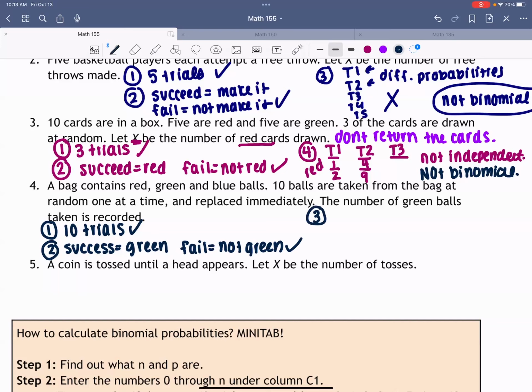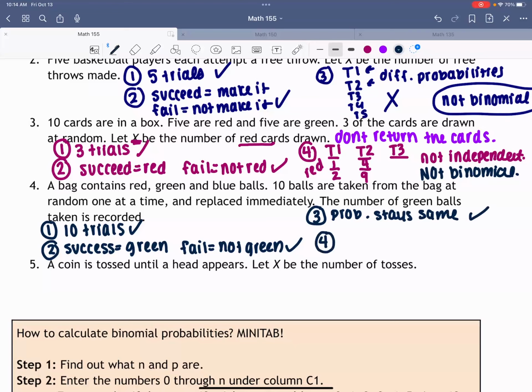Part 3. Okay. If I replace the balls immediately after I take them out, do you think the probability of getting a green ball is going to be the same every time? Yeah, right. I'm replacing it. I'm restoring it to its original situation, right? So I put it back. Now the probability of getting that green ball is the same every time. So it looks like the probability stays the same for each trial. So I have a check mark here.